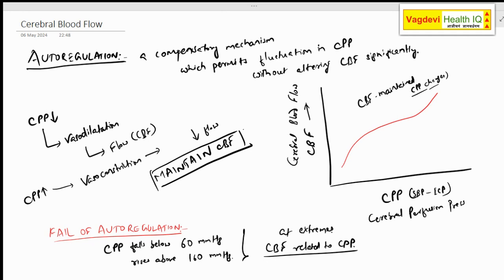But in case of a damaged brain, either a head injury or any kind of hemorrhage, maybe subarachnoid hemorrhage or anything, autoregulation, I'm not talking about failure, I'm talking about it being impaired. So in that case, what happened? If cerebral perfusion pressure is less, cerebral blood flow will also be less, and it can cause ischemia.